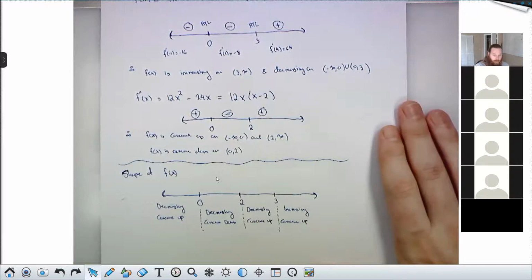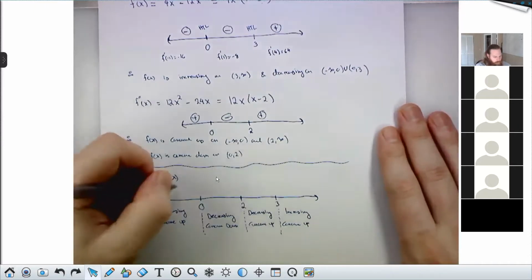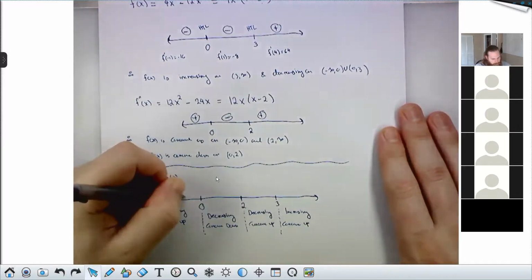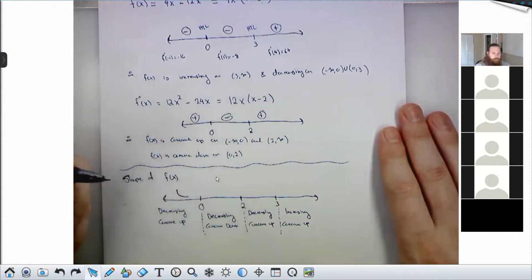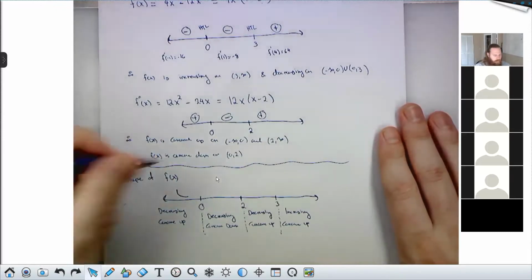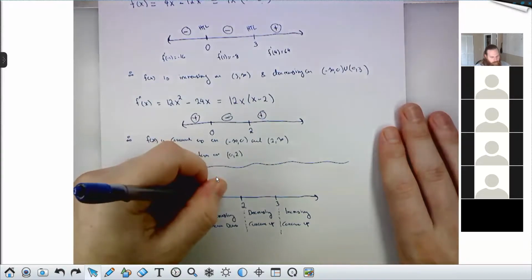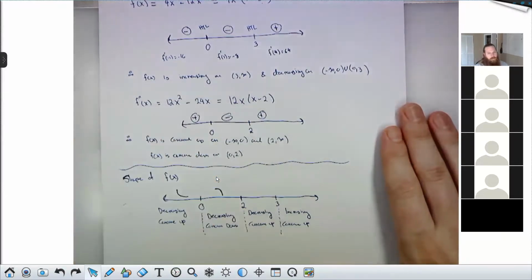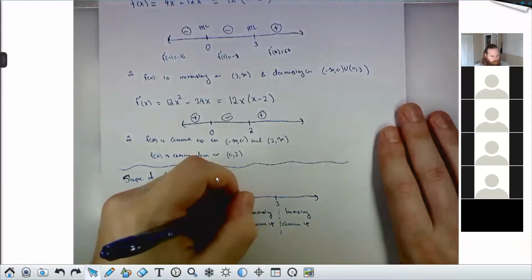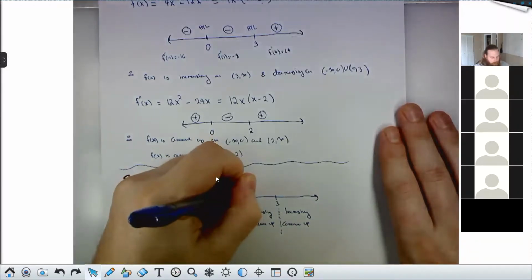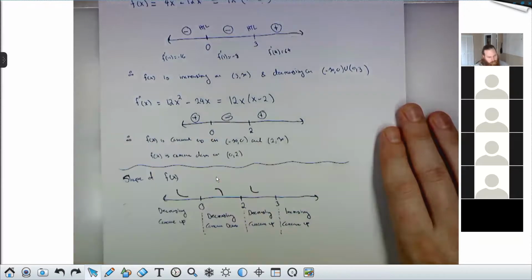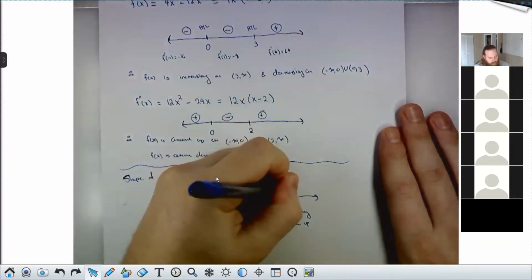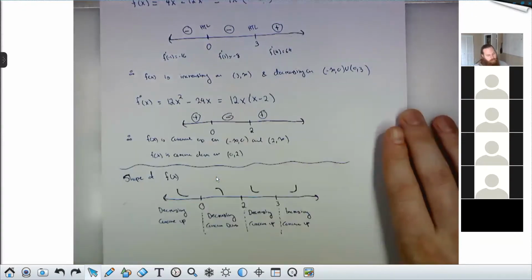So the shape here is decreasing concave up. That's like this. The shape here is decreasing concave down. That's like this. The shape here is decreasing concave up, which is like this. And the shape here is increasing concave up, which is like this.